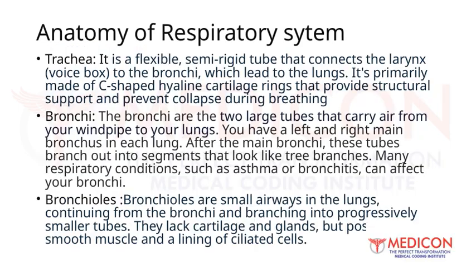Let's take a closer look at the anatomy of the respiratory system, starting with the trachea. The trachea is a flexible, semi-rigid tube that connects the larynx, or voice box, to the bronchi, which are the main passageways leading to the lungs. It's primarily made up of C-shaped hyaline cartilage rings, which are really important because they provide structural support and prevent the trachea from collapsing when we breathe in and out.